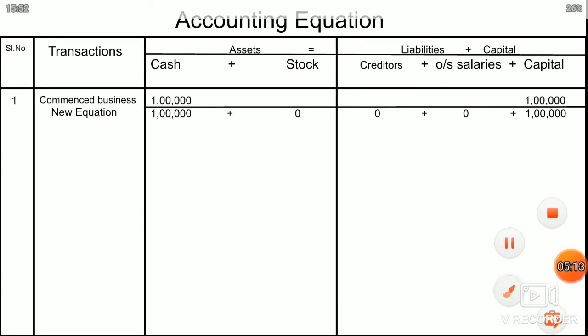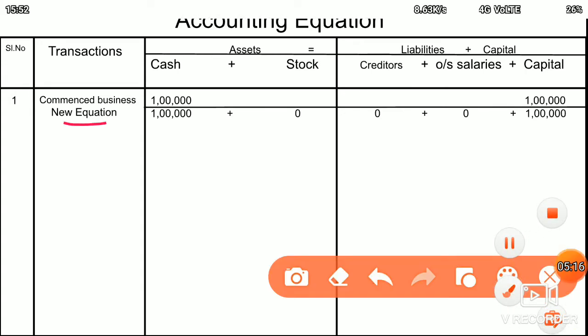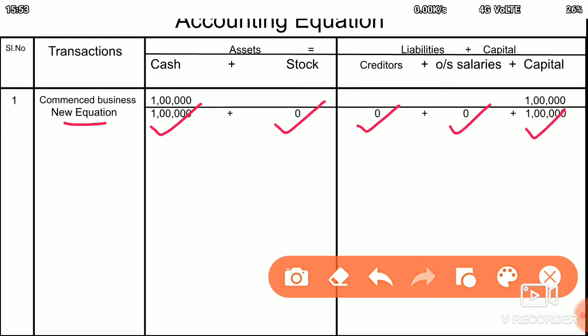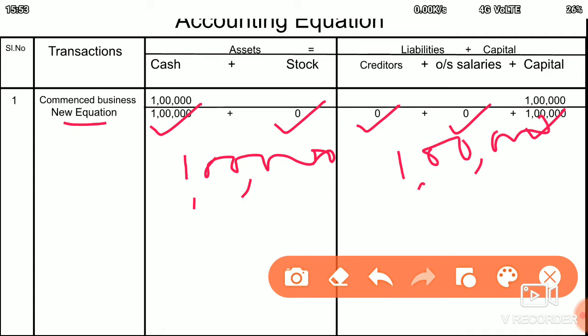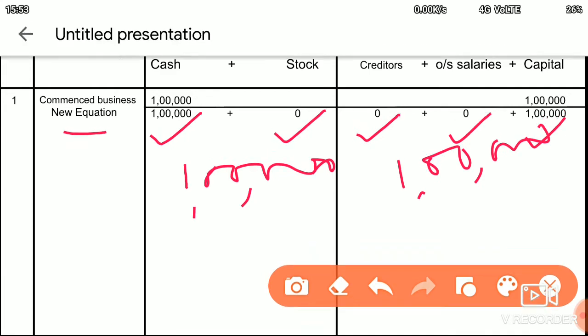Now we will see the new equation. The new equation gives us, we write new equation, then we increase cash by 1 lakh. Stock is not affected, so it is 0. Creditors is 0. Outstanding salary is 0, and capital we have increased by 1 lakh. Now if we total all the assets, we get 1 lakh on the asset side, and if we add the liabilities and capital, that also will give us 1 lakh. So we can go for the next transaction because both the sides are equal and our sum is correct.